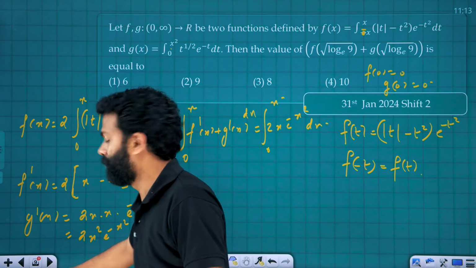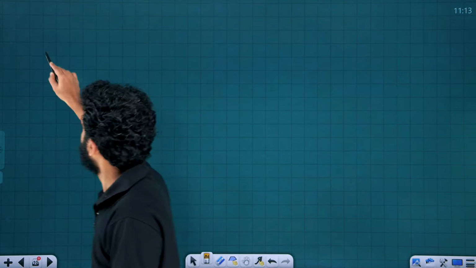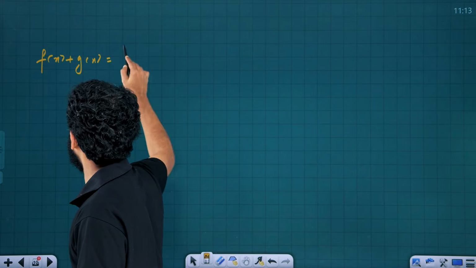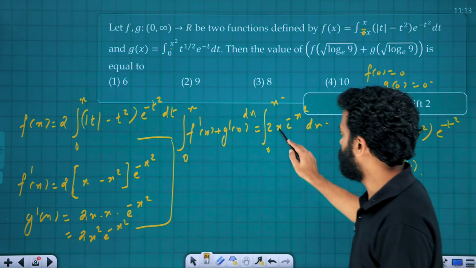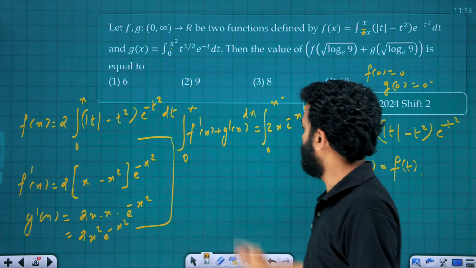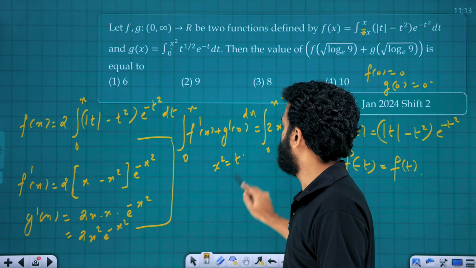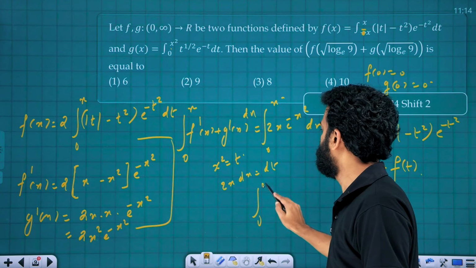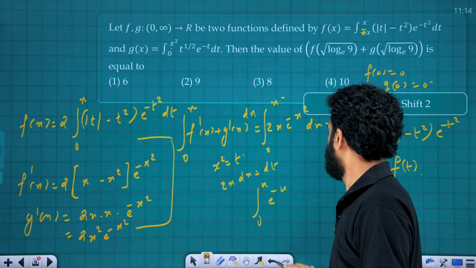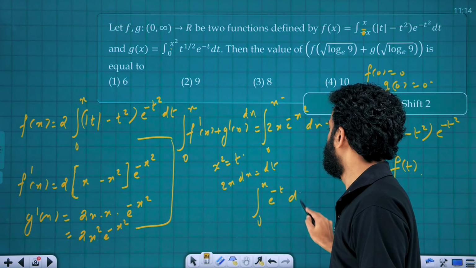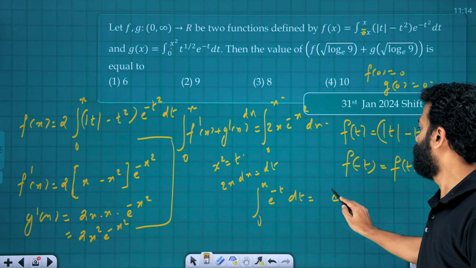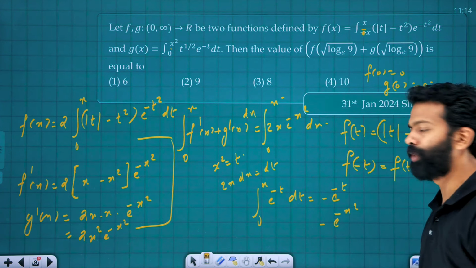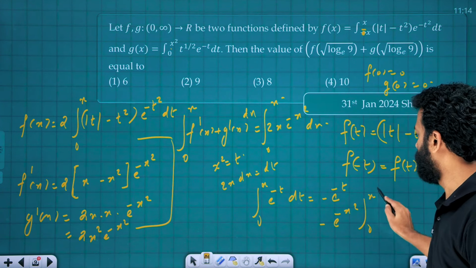Therefore, after integrating, what will you get? It will be f of x plus g of x, which is equal to, and how will you integrate this one? 2x into e raised to minus x square dx. Very easy, right? Put x square equal to t, and 2x dx is equal to dt. Therefore, it will be integral 0 to x of e raised to minus t dt, and what is its corresponding integral? e raised to minus t with a negative sign. That is minus e raised to minus x square, from 0 to x, right?